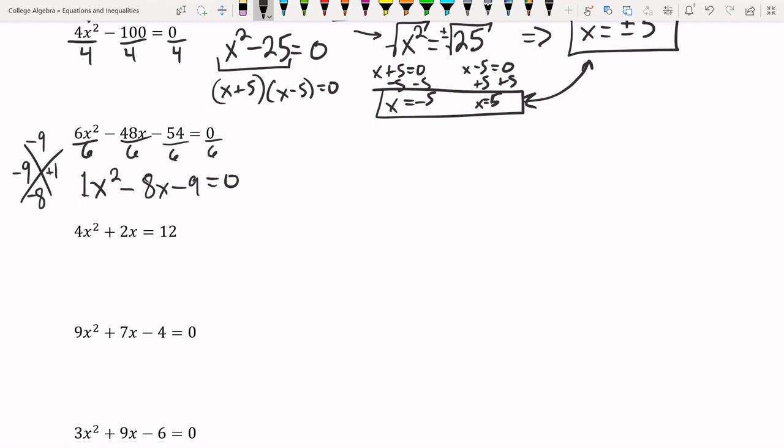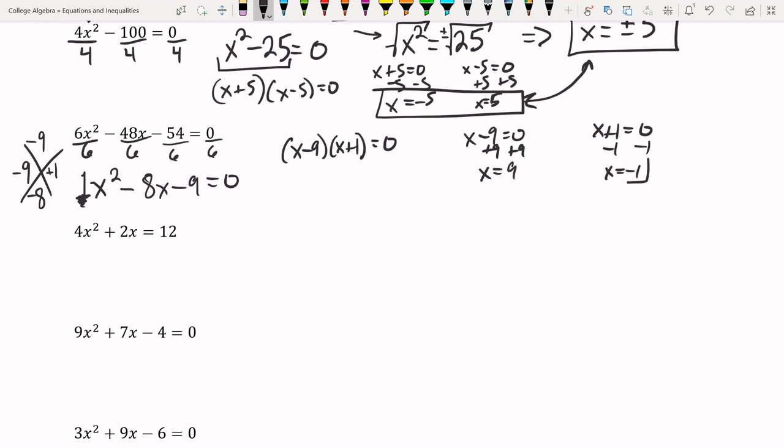Very good. And since a is a positive 1 there, we can immediately factor it to x minus 9, x plus 1 equals 0. And I get x minus 9 equals 0, x plus 1 equals 0. Solve it for x. And those are my solutions. Again, that was already solved for 0, so we didn't have to move anything around.